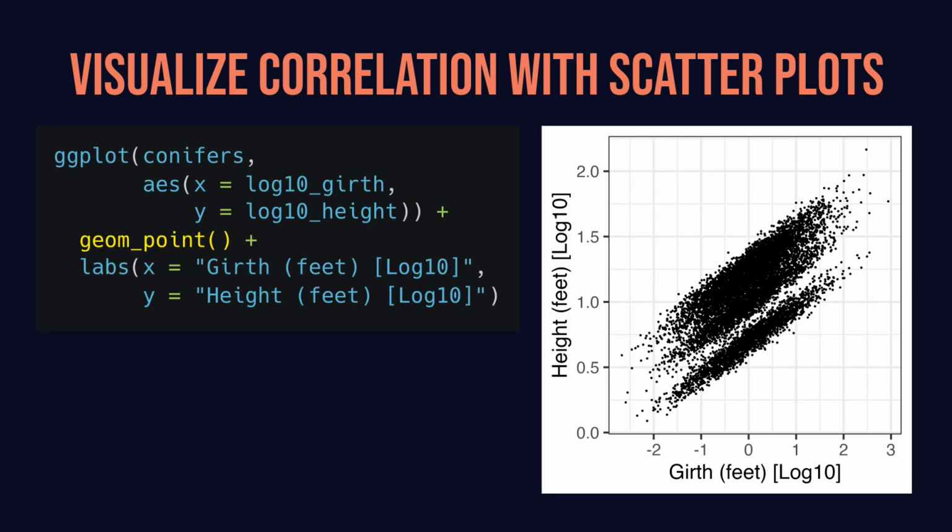We will be using the geom_point function from the ggplot2 package to visualize the log height and log girth values. Looking at the plot on the right, we might ask, what is the relationship between height and girth? Does an increase in girth cause an increase in height or a decrease in height? To determine whether the relationship between two variables is positive or negative, we need to find out their correlation coefficient.